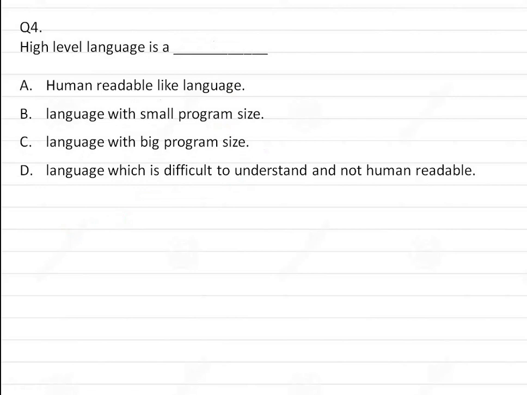Next, fourth, we have to identify the correct option. About high level languages, first option is a human readable like language. So yes, high level language is almost human readable like language. Is it a language with a small program size? No, it is not compulsory. The program can be small or can be large. So this option is wrong and this option is wrong. And a language which is difficult to understand and not human readable, again this option is wrong, because high level languages are very easy to understand. So this is also wrong. So the correct option is A.